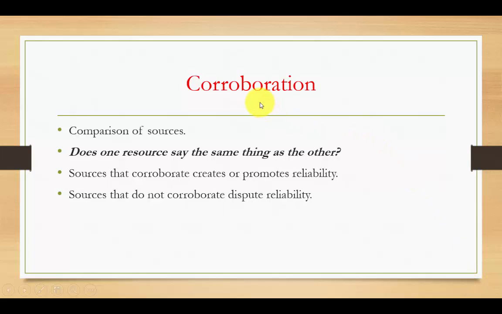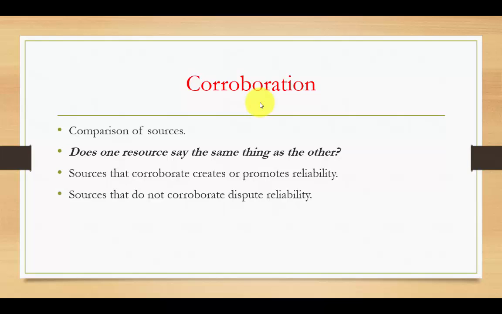So corroboration refers to comparing different sources to see if they say the same thing. If one resource says something very different from another, then those two sources do not corroborate. Sources that corroborate create or promote reliability, and in a similar way, sources that do not corroborate dispute reliability.